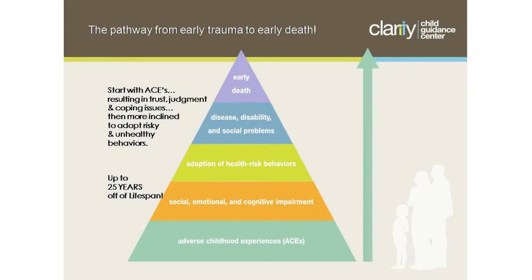So just another look at the ACE study pyramid, same pyramid, but we just see that starting with adverse childhood experiences, then there is a decrease in the ability to trust others, the development of judgment, the development of coping. This then leads to the adaptation of bad health practices, and this can take up to 25 years off the lifespan.